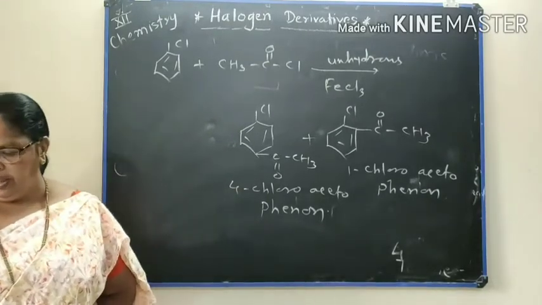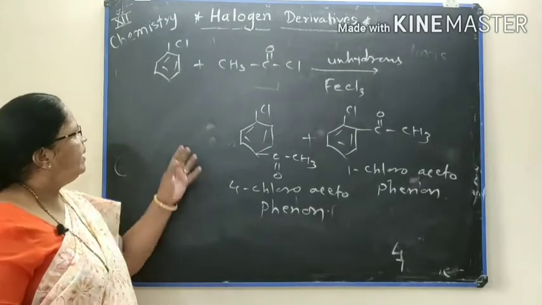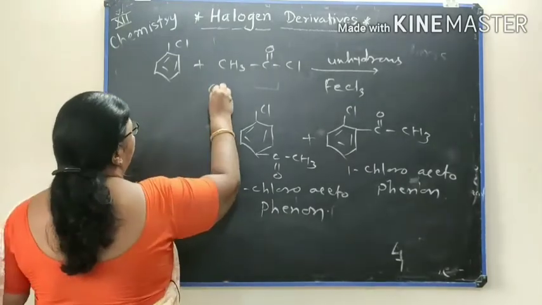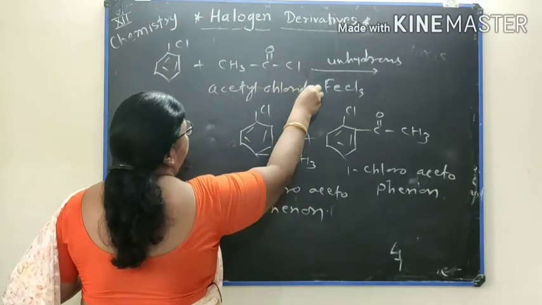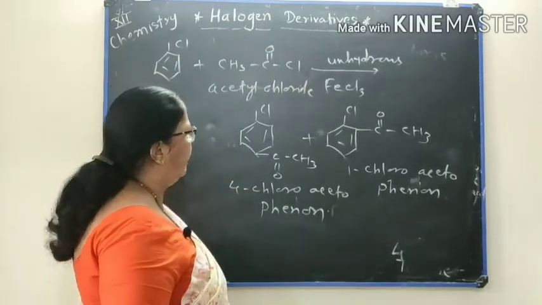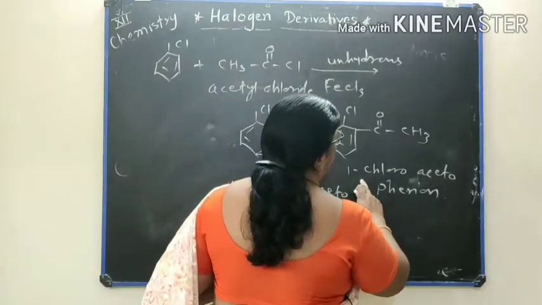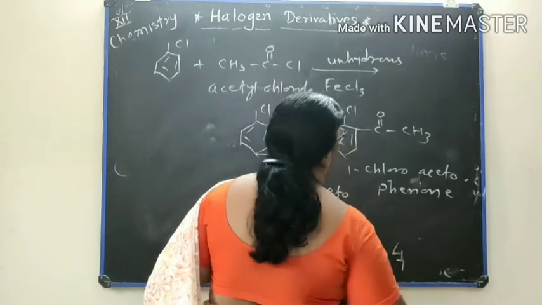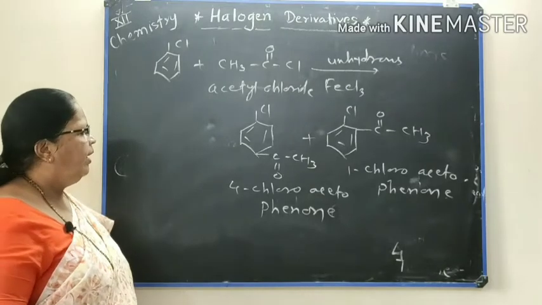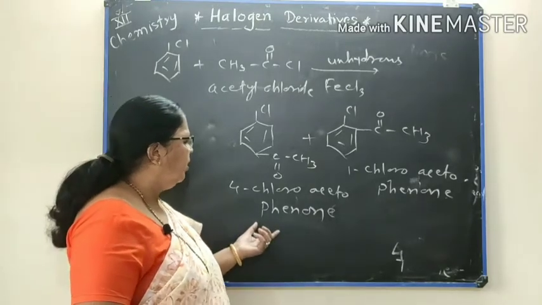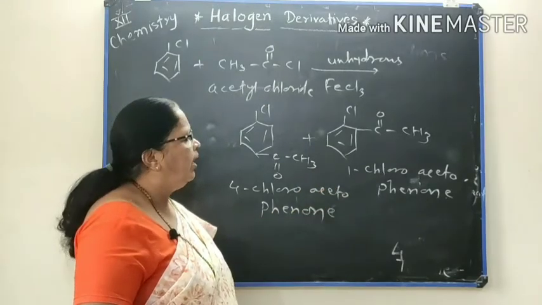The next reaction in Friedel-Crafts reaction we will see here. When chlorobenzene is treated with acetyl chloride in presence of anhydrous FeCl3 as a catalyst, it gives 4-chloroacetophenone and second product 1-chloroacetophenone. In this reaction, 4-chloroacetophenone is a major product and 1-chloroacetophenone is a minor product.